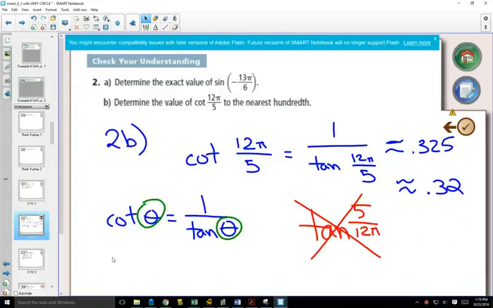All right, so questions we can do after 2b are 6 and 11. And again, I want you to use your calculator for those. There might be something in the question that says you can do it without your calculator. For those ones, we can't do until after our unit circle. But just do them with your calculator.